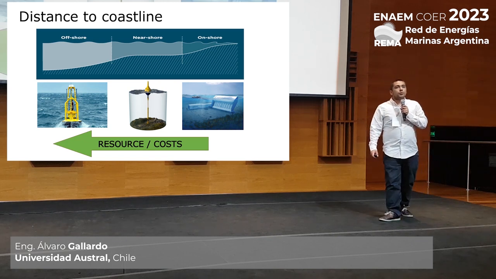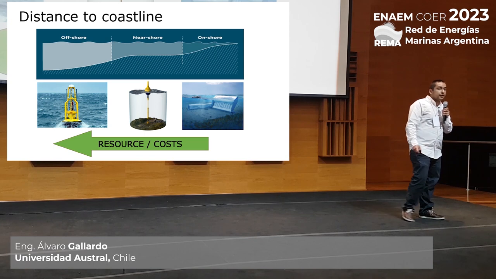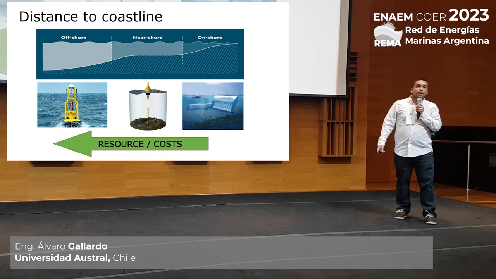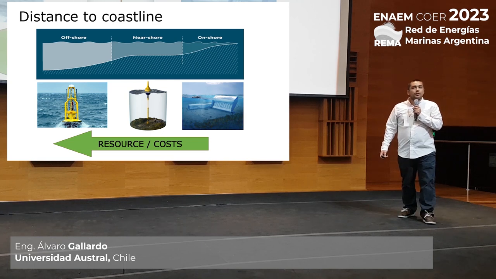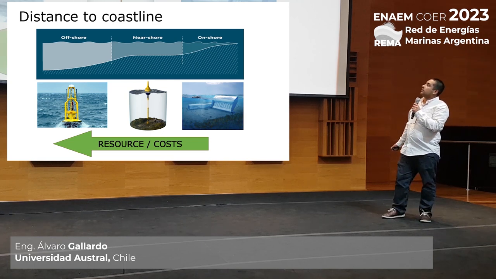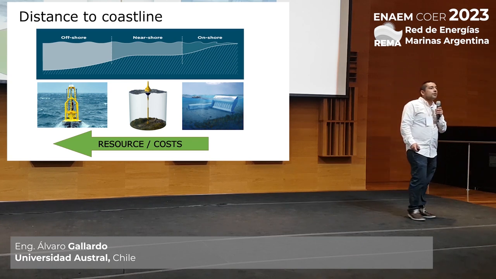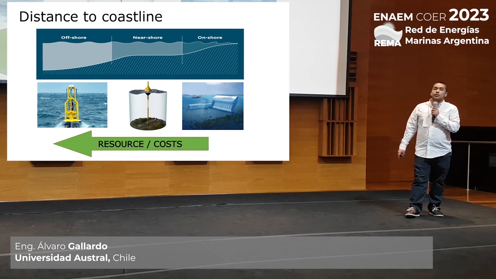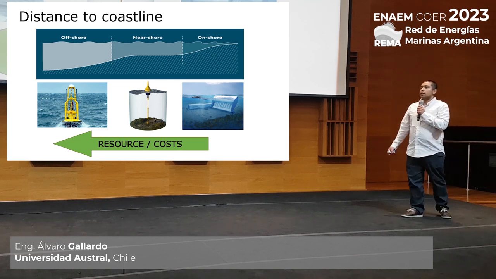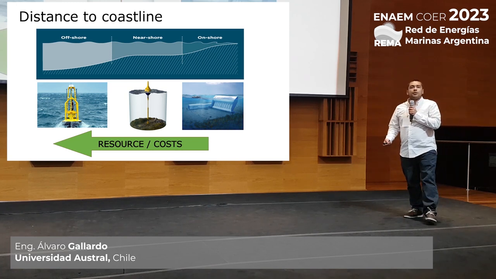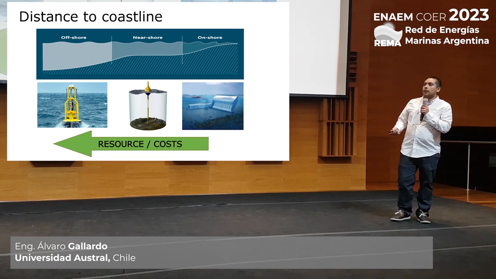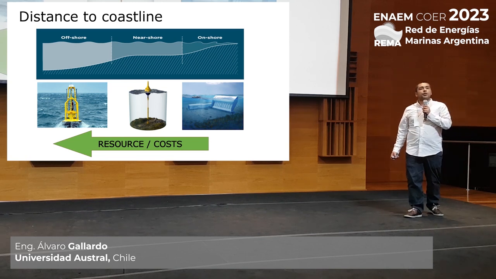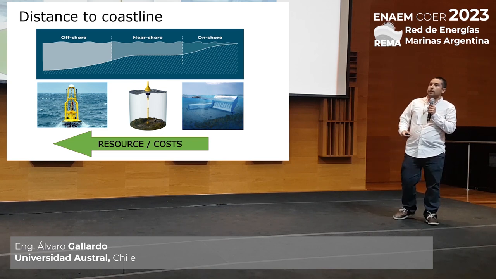So, a very good way to classify the wave energy converters is by the distance to the coastline, because this variable highly affects the viability of a project, because the larger this distance, the higher the resource of the site. So the performance of the technology could be better, but also the costs are higher, because mainly the cost of any operation that it is necessary to do on the site, such as the maintenance task and installation, but also the capital cost associated to the marine and electric systems.